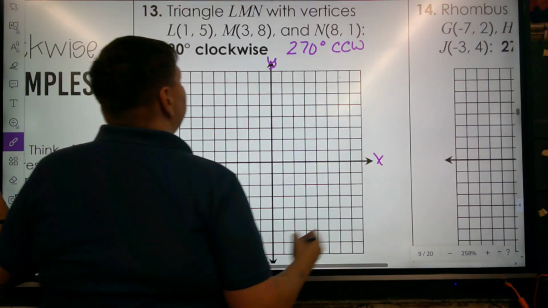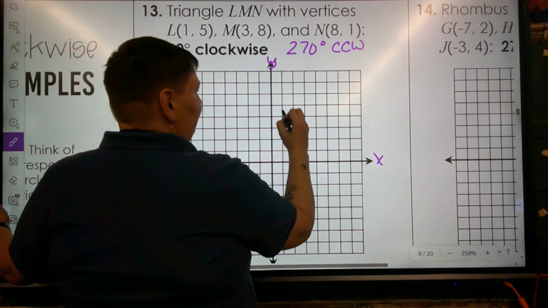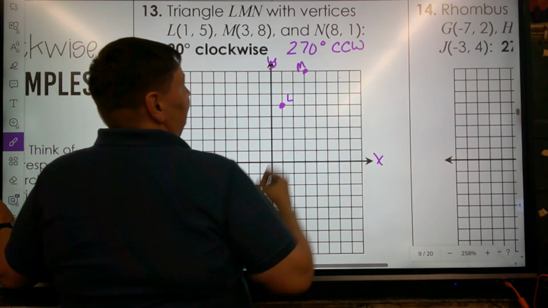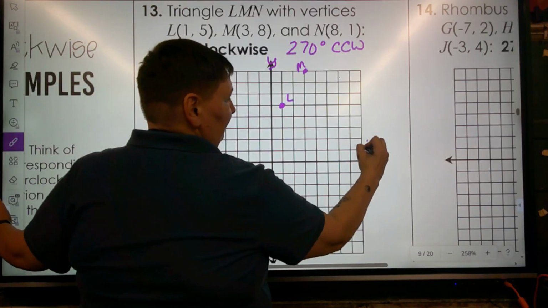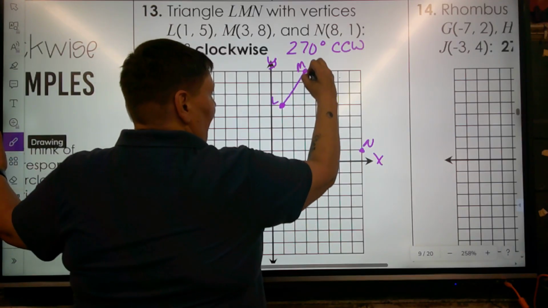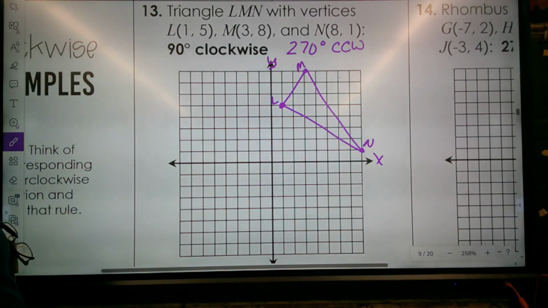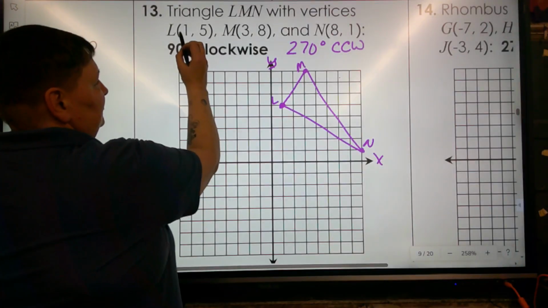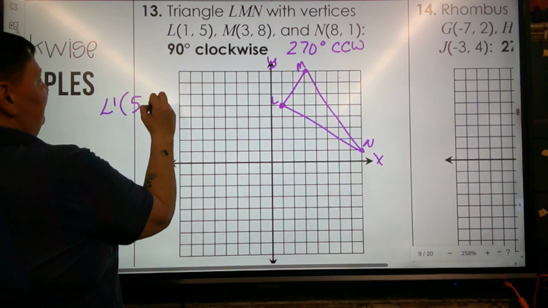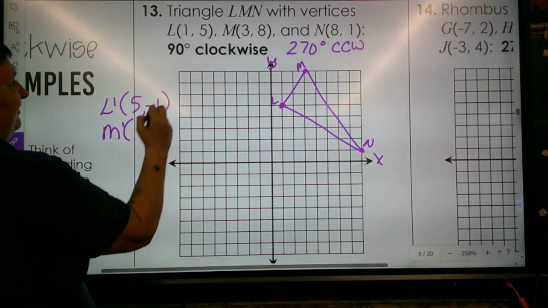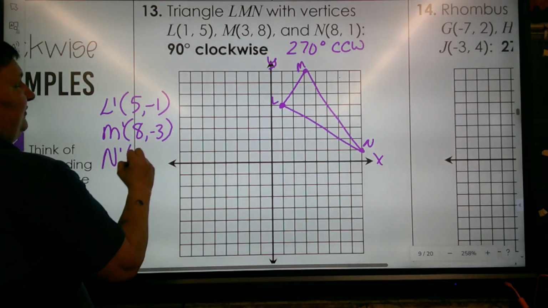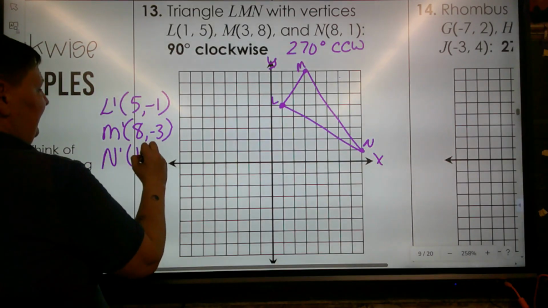So graph your preimage. L is 1, 5. M is 3, 8. N is 8, 1. Connect. Get that out of the way. All right, and remember the rule. Change the sign of your x and then flip. So L prime is going to be 5, -1. M prime is going to be 8, -3. And N prime is going to be 1, -8.